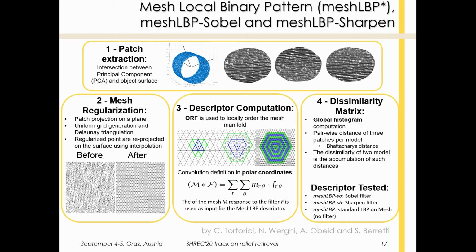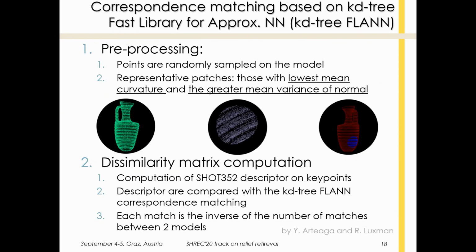Authors submitted a run for each of the following operators: mesh LBP Sobel filter, mesh LBP sharpen filter, and a standard LBP without filters. This method is based on using the KD-tree FLANN library for approximate nearest neighbor to match the query to other objects in the database. FLANN is a method that is used for evaluating the correspondence between two objects by finding the distance between the extracted features. This method works essentially in 2 steps. First, a preprocessing step that only extracts the surface information. Then, the application of the KD-tree FLANN method on such information.